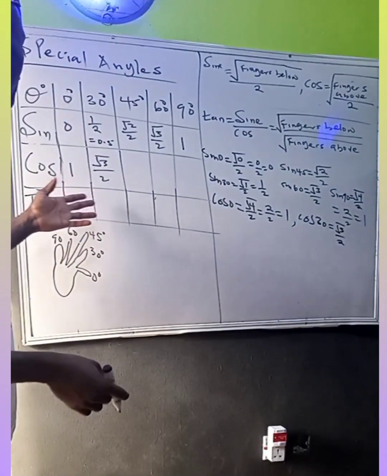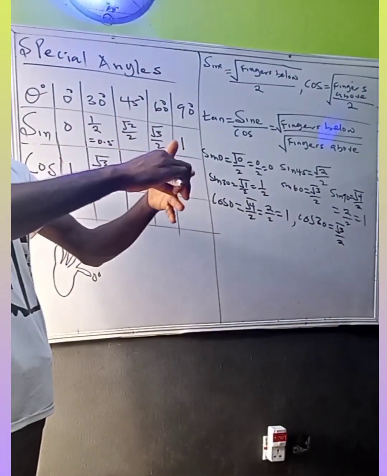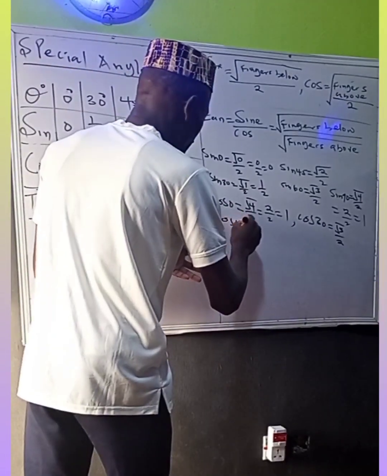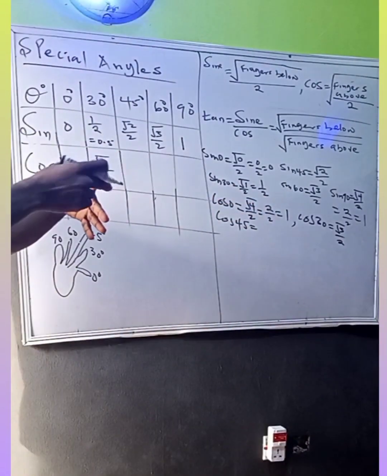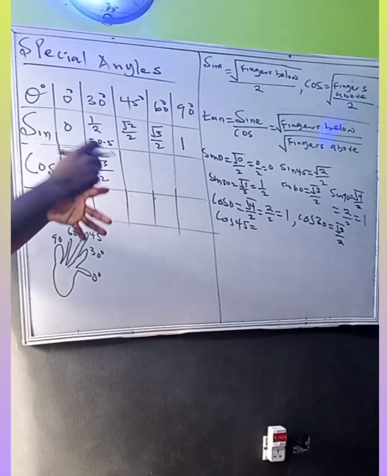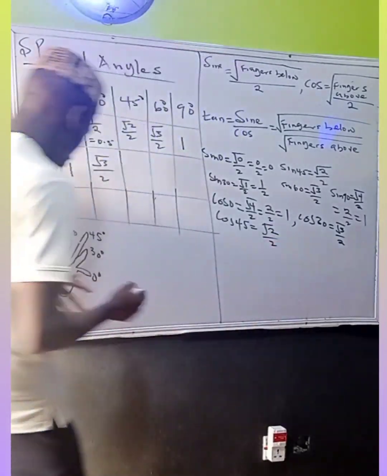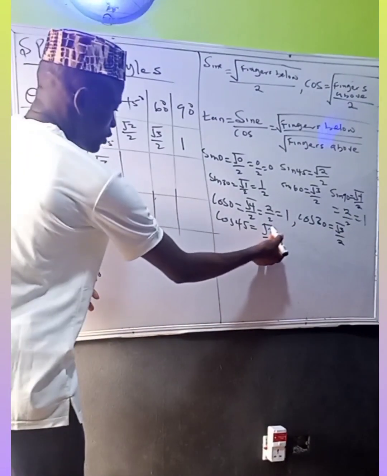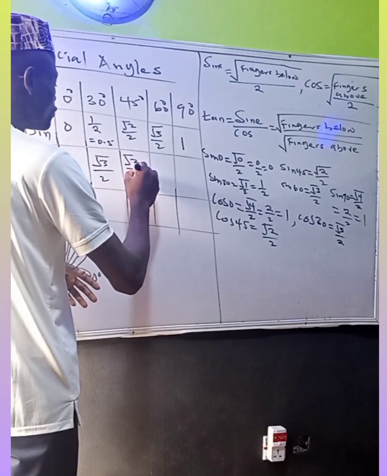Okay? Then the next one is cos 45. This is 45. How many fingers do we have above it? For fingers above, we want 2. 1, 2. So that is why we have the square root of 2 divided by 2. So cos 45 is the square root of 2 divided by 2.